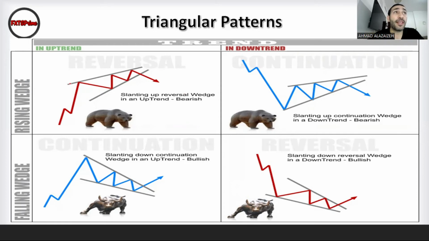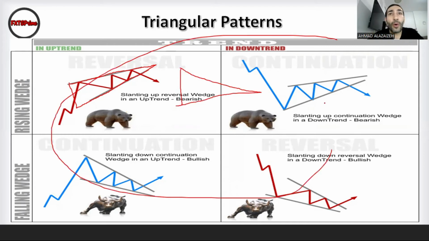You concentrate that the resistance line and the support line are shaping a triangular like this. So we call them all triangulars. You don't need to worry whether it's bearish or bullish or whatever. What you need to remember, first condition, market stages, you need to know them, and overbought, oversold.